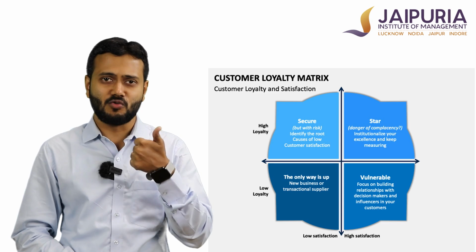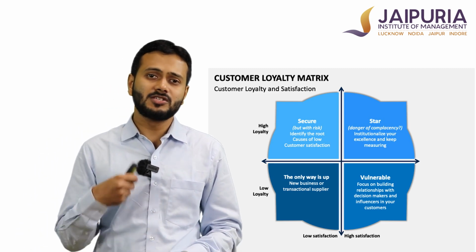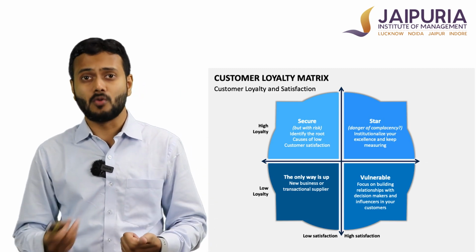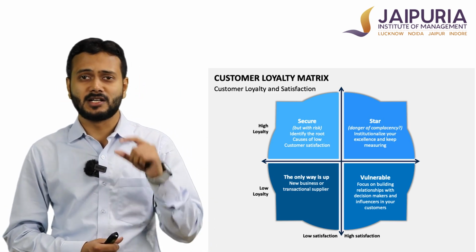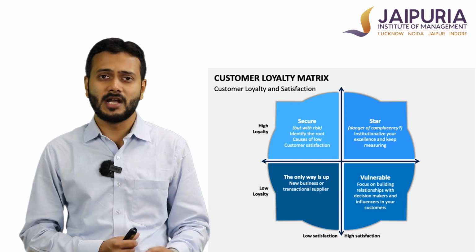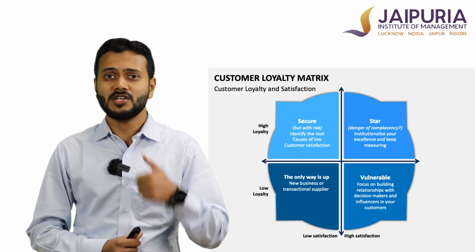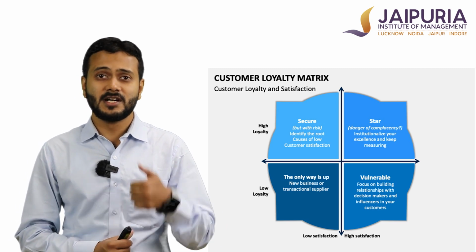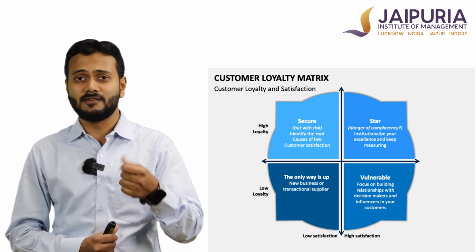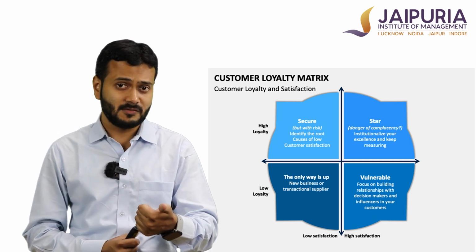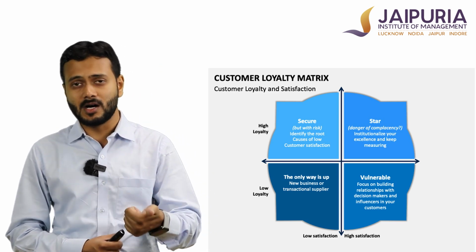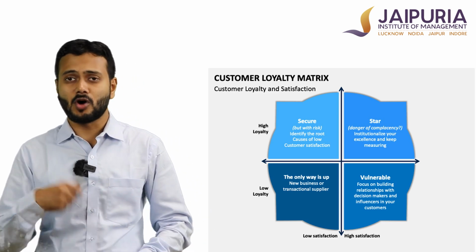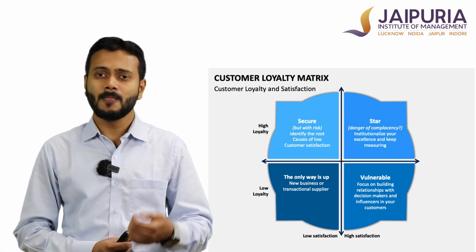Moving ahead to the second quadrant, here the loyalty is quite high but the satisfaction derived from that particular product or brand is quite low. The term that we use in marketing for high loyalty and low satisfaction is secure. But there is an associated risk with it. We have to identify the root cause for low customer satisfaction and improve it so that our brand or product can move into the star category, which is the top-notch category, and we will be discussing that later.